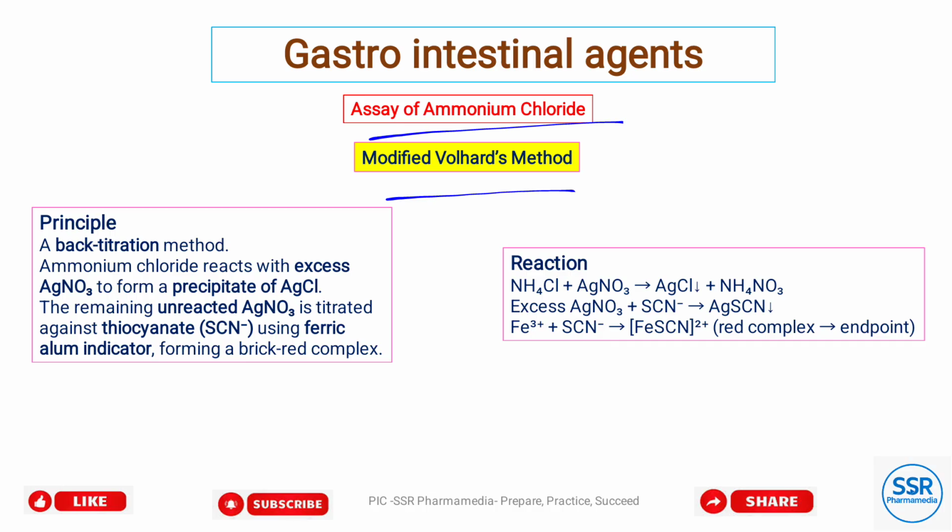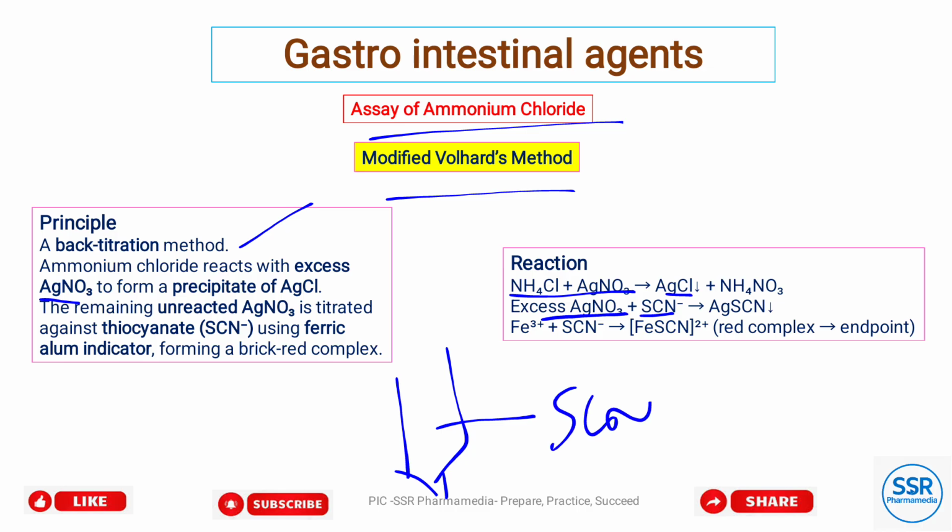Next, ammonium chloride by the modified Volhard's method. The modified Volhard's method is a back titration, and in the burette we take ammonium thiocyanate, that means thiocyanate ion. Ammonium chloride is treated with excess silver nitrate to form silver chloride precipitate. The remaining unreacted silver nitrate is titrated with ammonium thiocyanate in the burette to form silver thiocyanate.